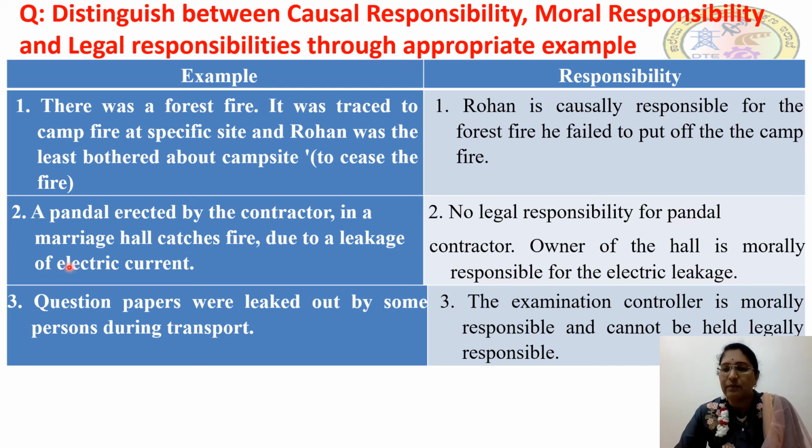Next, another example you can see: a pandal erected by the contractor in a marriage hall catches fire due to a leakage of electric current. So due to electrical leakage, it catches fire. So who is responsible? What type of responsibility is it? No legal responsibility for the pandal contractor, but the owner of the hall is morally responsible for the electric leakage. So the owner of the hall is morally responsible for the electrical leakage.